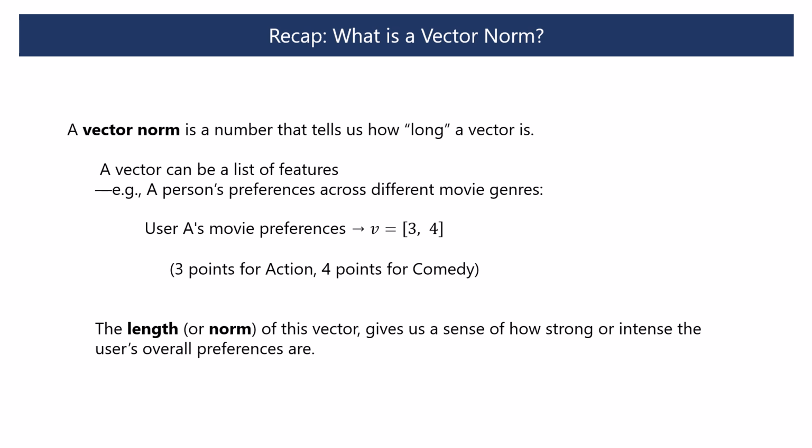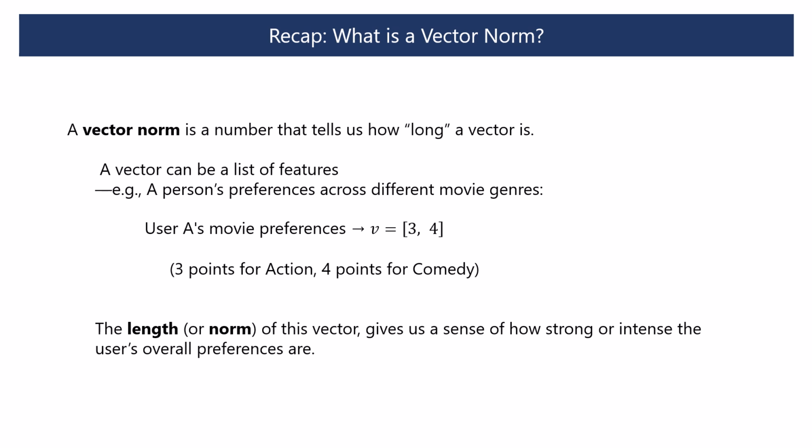A vector norm is a number that tells us how long a vector is. You can think of a vector as a list of features, for example, a person's preferences across different movie genres. This vector represents that the user gives 3 for action, 4 for comedy.